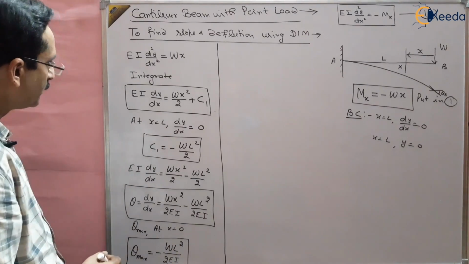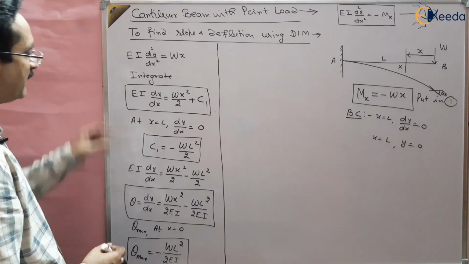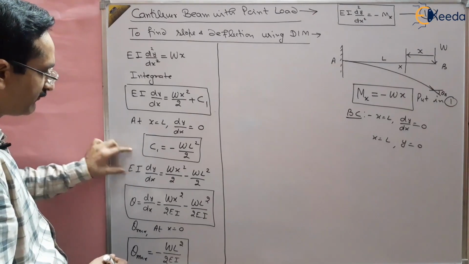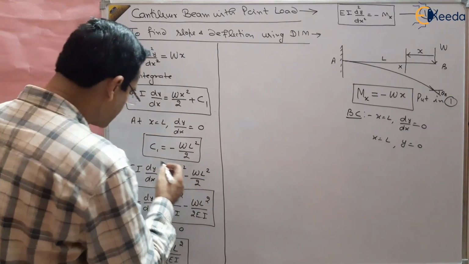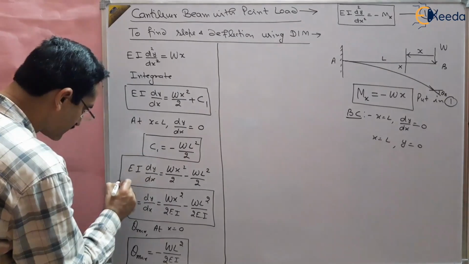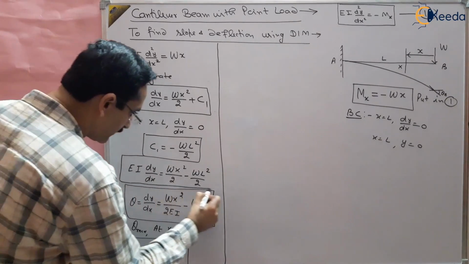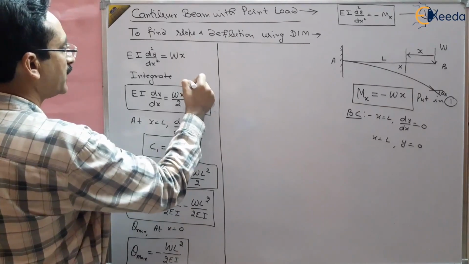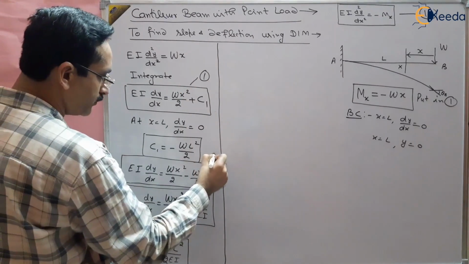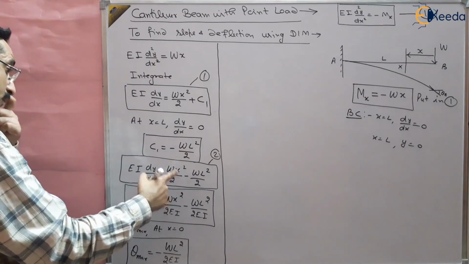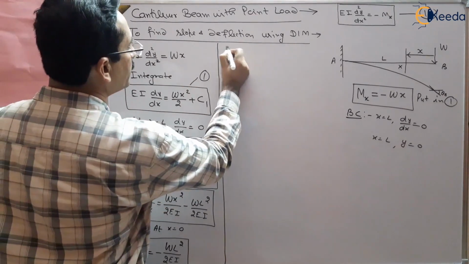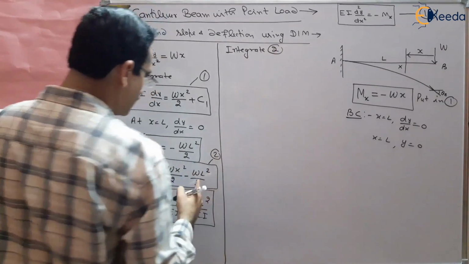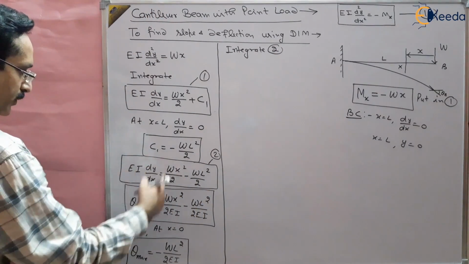Right? So, once again integrate this equation, and you will get the deflection. So integrating this equation, this was the intermediate equation which we received after putting the value of C1. If this is equation number 1, this is equation number 2. So integrating equation number 2 again, you will get the deflection.